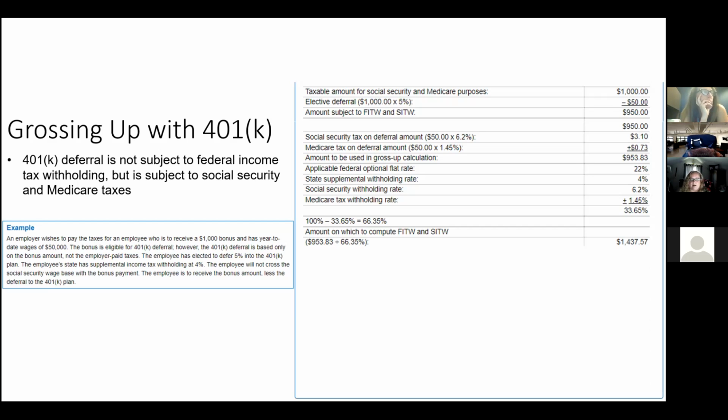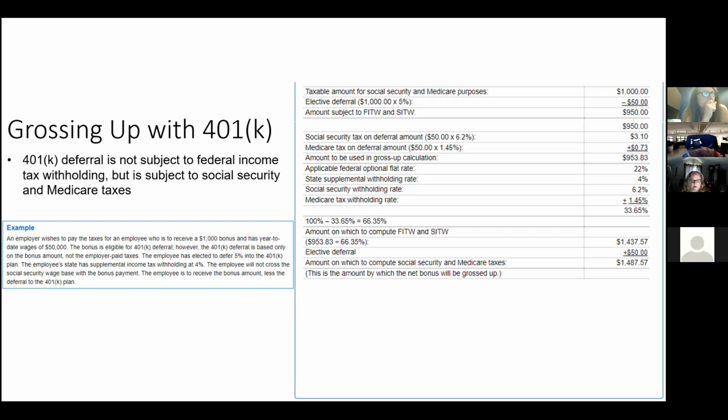So if you take that $953.83, which again is the amount the employee needs in their pocket plus the small amounts of Social Security and Medicare for the 401k deferral, we get $1,437.57 should be the gross up calculation. Okay.